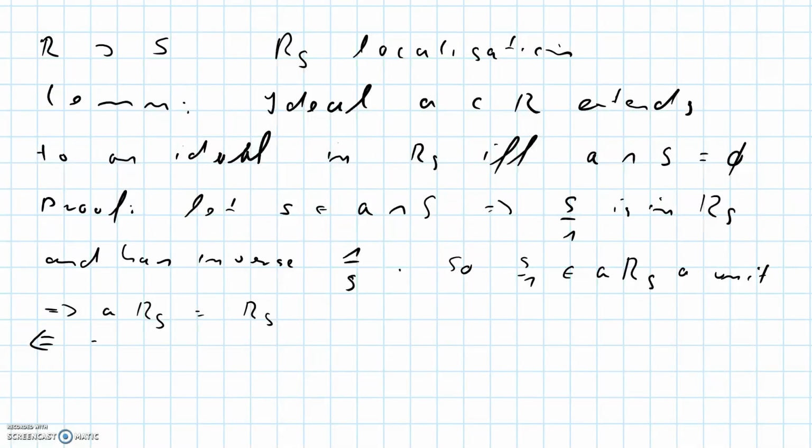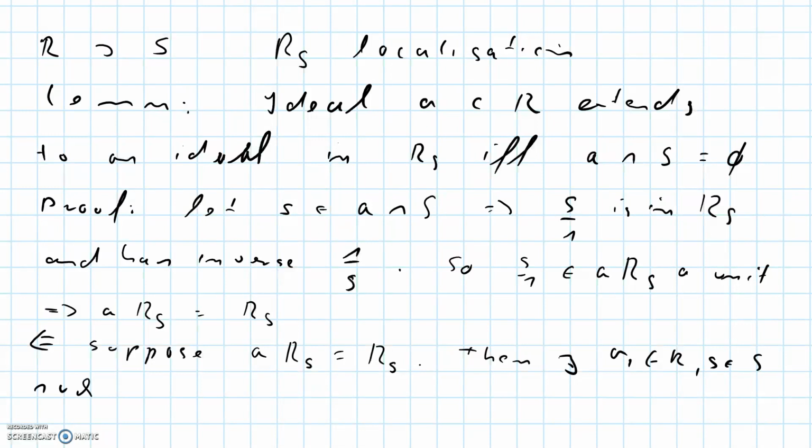So for the other direction, suppose that this ideal is the same as the localized ring. Then since we have now all of this ring localized by S, there exists a in A and s in S such that a divided by s is equal to 1, because 1 is in R localized by S.